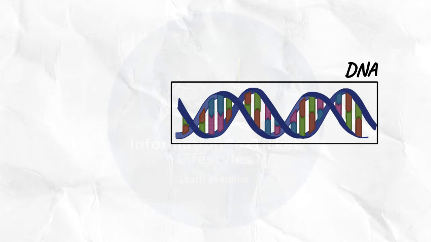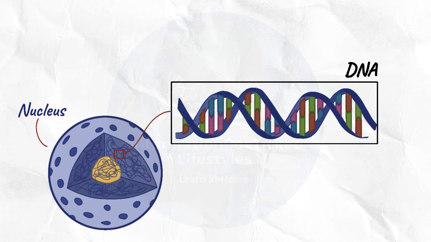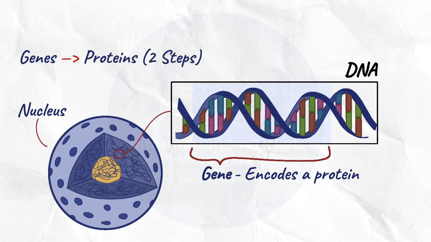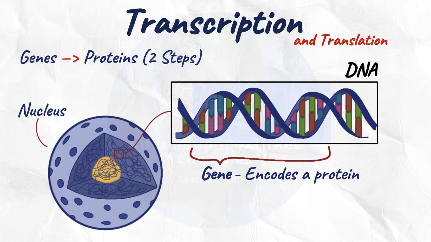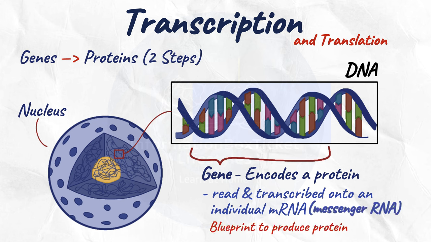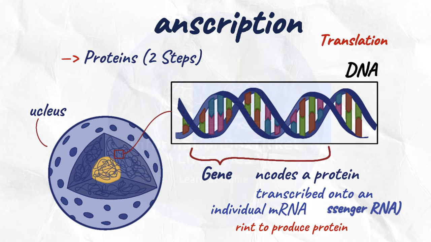Our DNA is stored deep within the cell's nucleus. DNA is made up of genes, and each gene is essentially a specific section of DNA that encodes a protein. Genes are converted into proteins through two steps: transcription and translation. Transcription is the initial stage in protein synthesis, in which a specific gene is read and transcribed onto an individual mRNA, or messenger RNA molecule, which functions as a blueprint with instructions on what protein to produce.